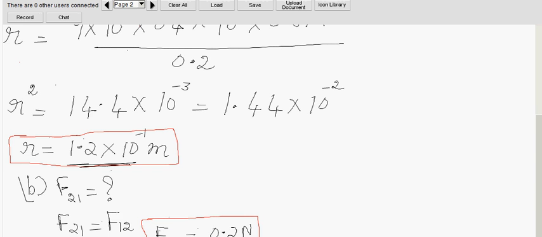The force is of attractive type. You can write here attractive force also. Why is it attractive? Because we have one positive charge and one negative charge, unlike charges. That completes this problem. Next we will see another one.